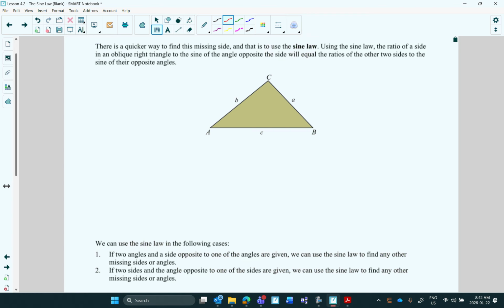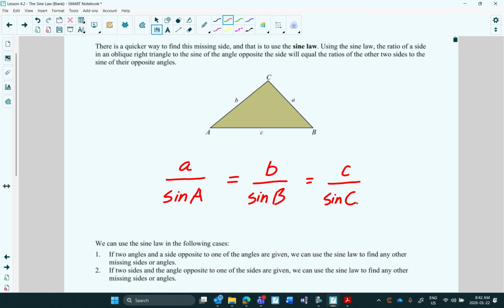The ratio of little side a over the sine of capital A, the angle, will equal the same value as the ratio of little side b over the sine of its angle opposite, which is capital B. And that will equal the third side, little c, over the sine of its angle opposite, capital C. This is a formula you will always get, so you don't have to worry about memorizing it. I'm more concerned with, can you use it?